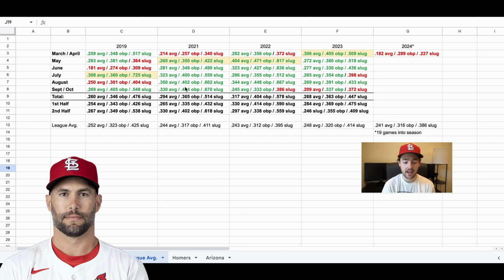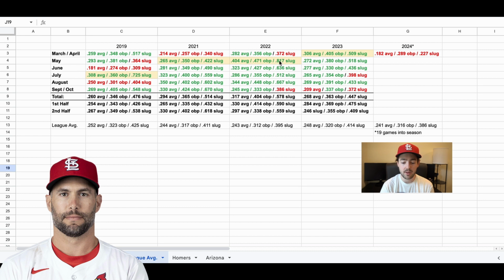And I highlighted the month of May as where he kind of figured it out and put it together. And 2022, very similar. He had a .282 average, .356 on base, and .372 slug in the months of March and April. And right here, as you can see, those statistics are still above, or in the case of slug, right around or a tick below league average. So he wasn't even a poor player in March and April. He just wasn't playing to the all-star caliber player that we know him to be.